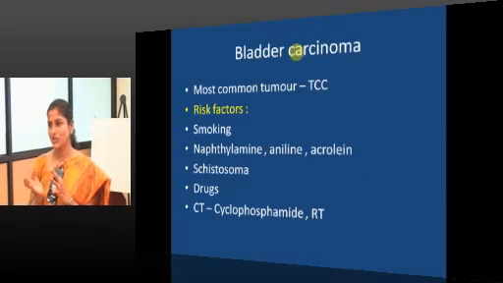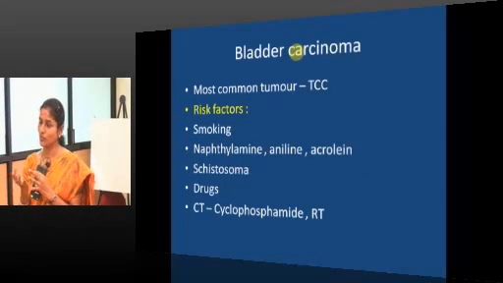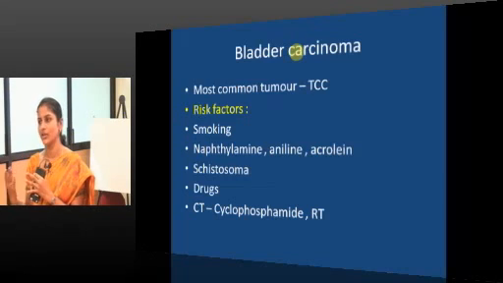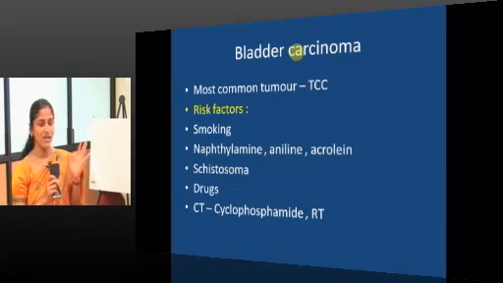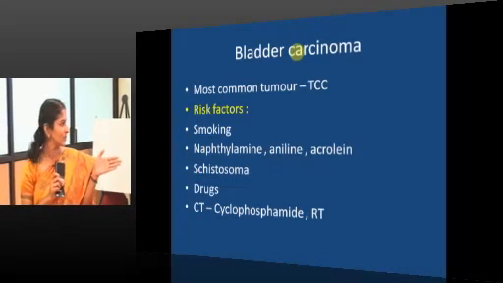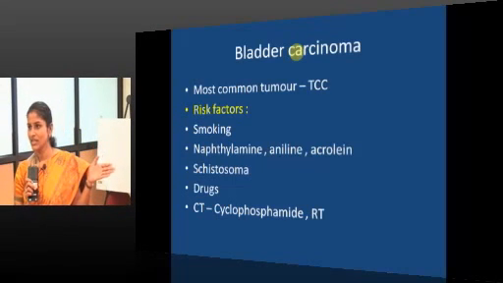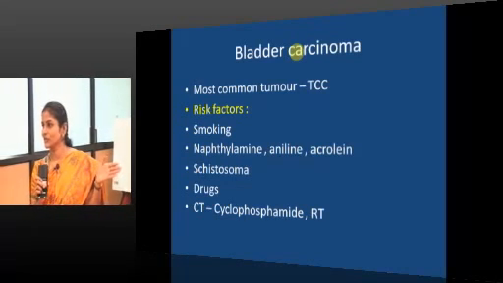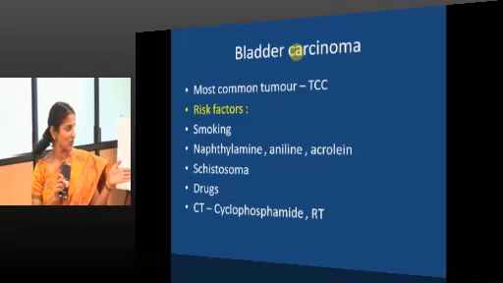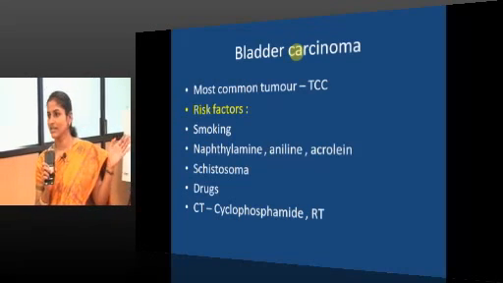Yes, now bladder urothelial carcinoma, true is. The most common bladder tumor is transitional cell carcinoma. Of course, you can have squamous cell carcinoma and adenocarcinoma. The common risk factors include smoking, naphthalene, aniline, acrolein. The parasite associated with development of transitional cell carcinoma of the bladder is Schistosoma haematobium, and drugs like cyclophosphamide.